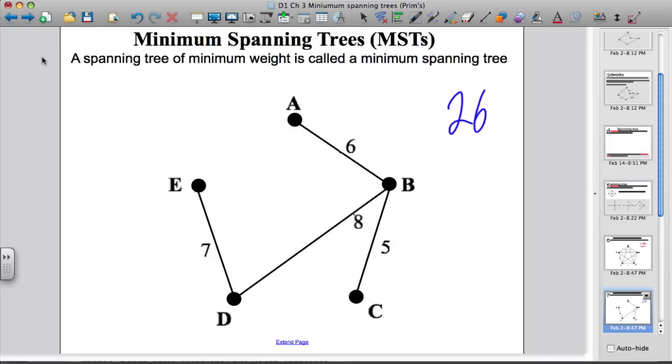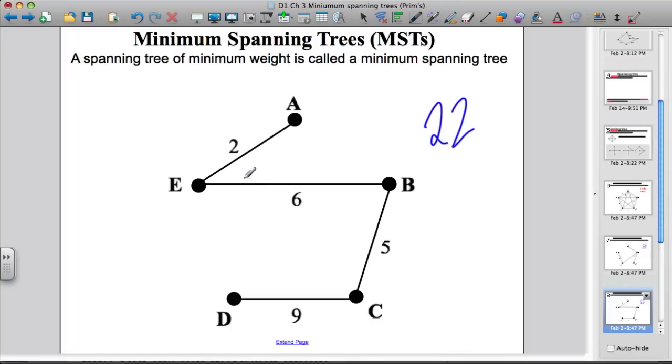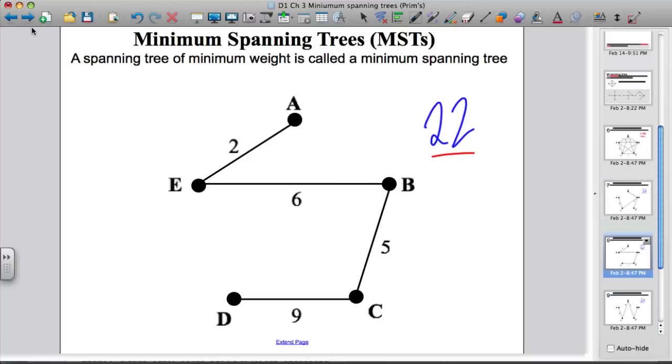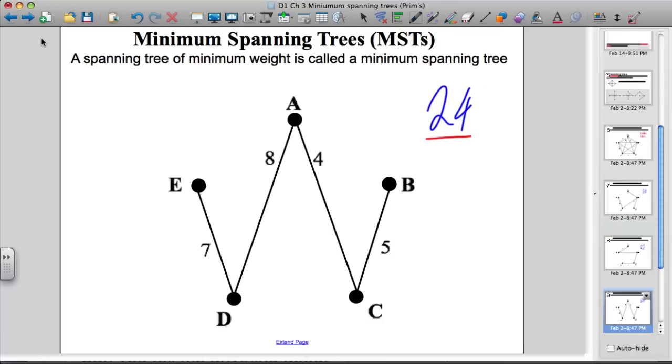So let's have a go at that. Here's one for you. 4 arcs, weight 26. Here's one for you. 4 arcs, everything connected, weight 22. Here's another one for you. 4 arcs, everything connected, weight 24. So I could go on by listing all of these and find which one's the smallest. So currently, my best guess is 22 out of the ones I've done so far.